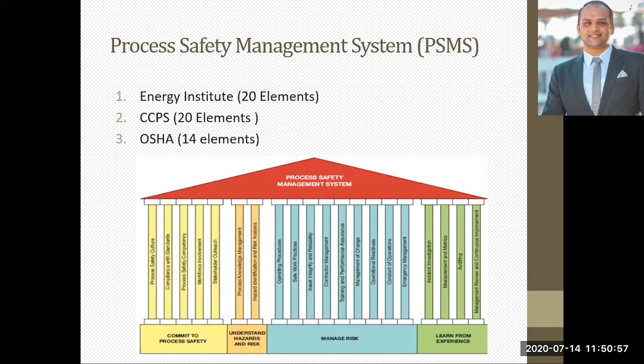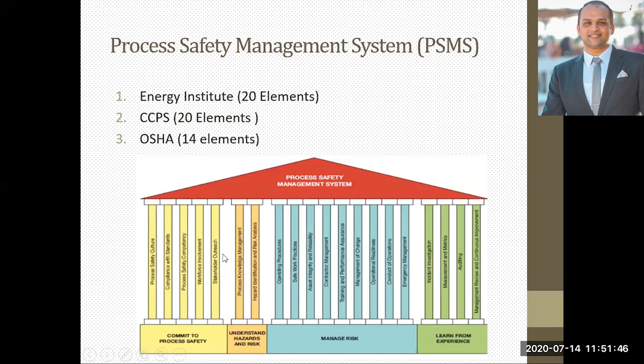Now I will just show you one example, which is CCPS. It is categorized as commit to process safety, understand hazards and risks, manage risks, and learn from experience. These are the main categories, and the elements themselves are very specific. Commit to process safety covers how process safety culture is maintained in your company, compliance with standards while you are designing your facility, and process safety competency, which relates a little bit to HR: do you have sufficient expertise at your site? Then process safety leadership, workforce involvement, and stakeholder outreach, especially if you are working very close to another company which might be affected or polluted by your production.